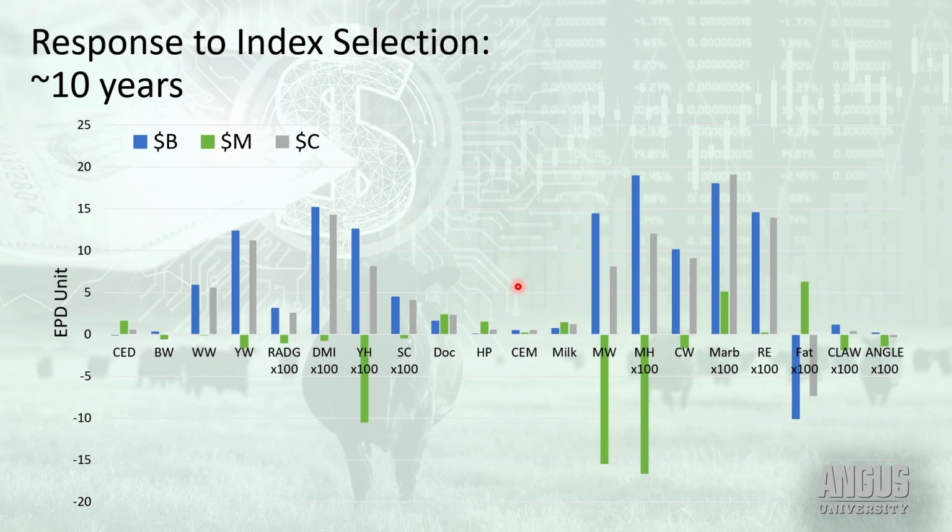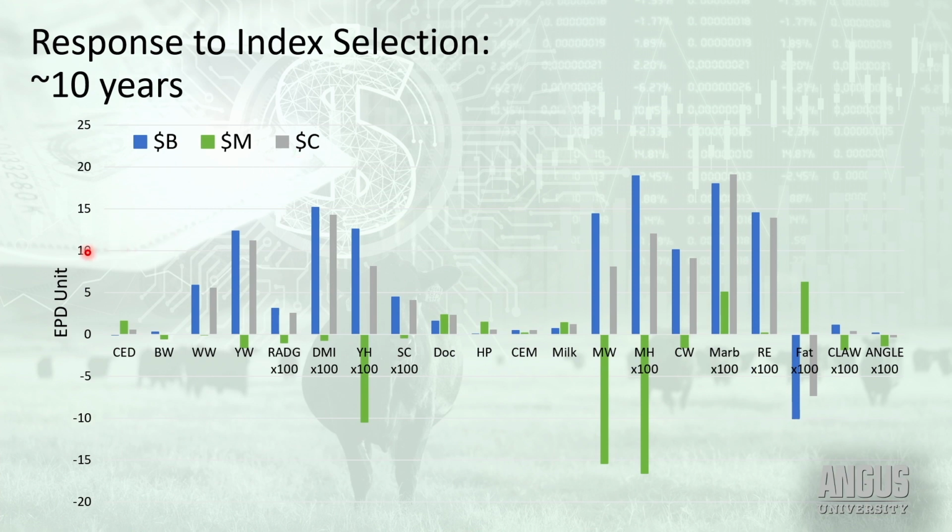Another way to look at the relative emphasis that each one of these individual traits is going to have on the genetic makeup of your individual cow herd is when we look at these response to selection graphs. Basically what this graph is telling you is, if I only selected on $B for the next 10 years in my herd, what would the EPD profile of my individual animals on farm change to? So if you look across here, $B is in blue, $M is in green, and $C is in gray.